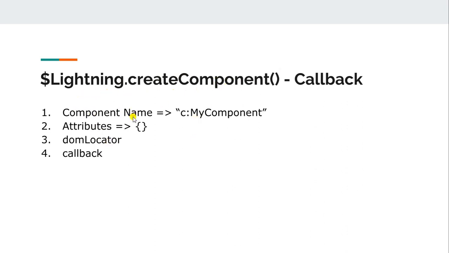First, the component name, the name of the component with the namespace, where c is the default namespace, and then the name of the component. Then the attributes, if you want to pass any from a VFs to the Lightning component. And then the DOM locator. The DOM locator is nothing but the ID of a division, and this is basically responsible for creating the component on a division. And then the callback function.